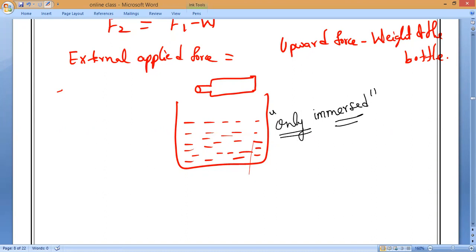The upward force exerted by the liquid on a body immersed in it. Immersed in it. So what does immersed mean? It should be pushed inside. It has to go inside. Then only will buoyancy force be exerted. If not, no buoyancy. Clear? Yes?